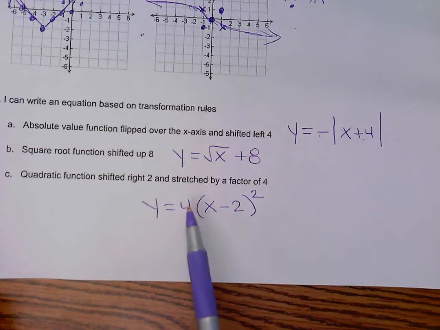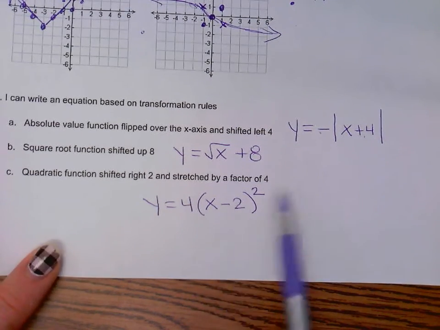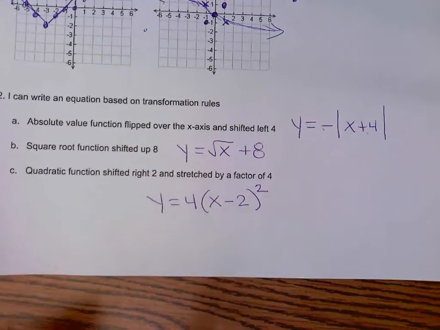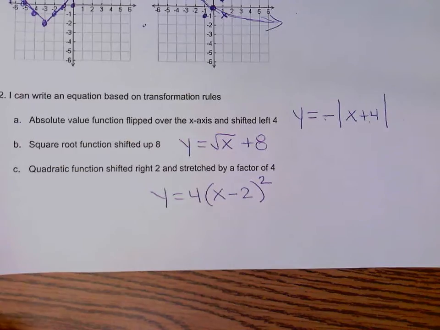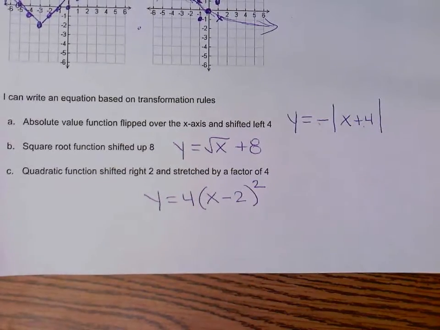So there's stretching by a factor of 4, there's right 2, and then it's vertex form. Does that kind of make sense? I think these are harder. You have to come up with the equation yourself.